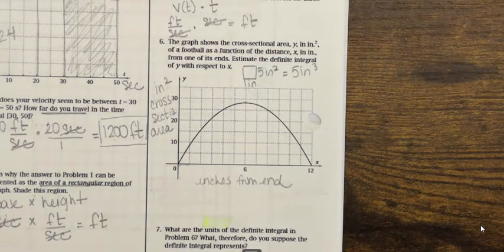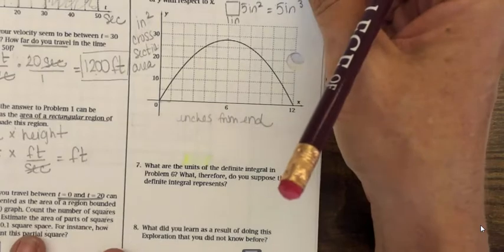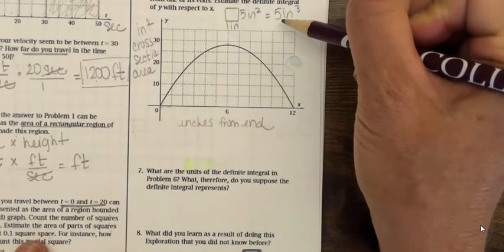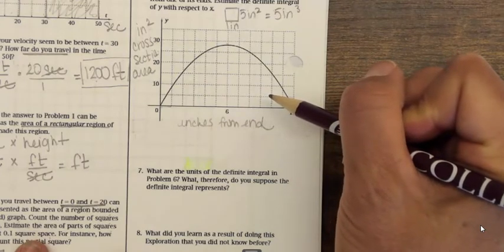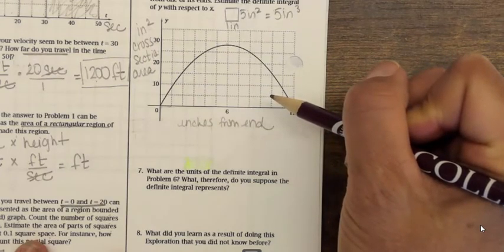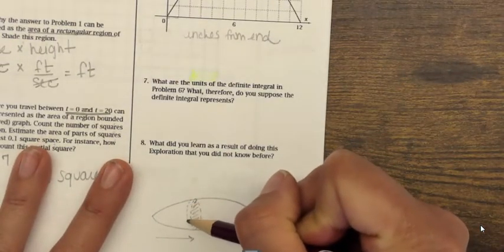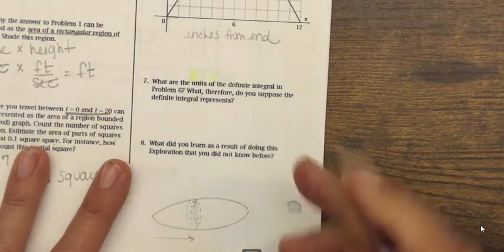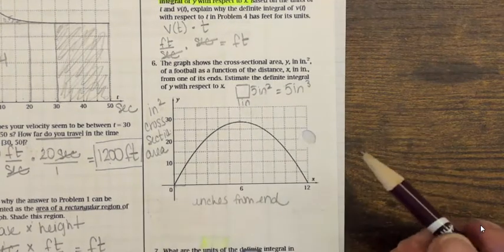So I'm ending up getting a volume. Okay, so I'm super confused. Estimate the definite integral of y with respect to x. Okay, so I think what's happening here is we are going to get the volume of a cross-section. So now it's going to be 3-dimensional. So now we're getting the volume of that cross-section. Okay, so we're going to estimate this. Let's do the best we can.